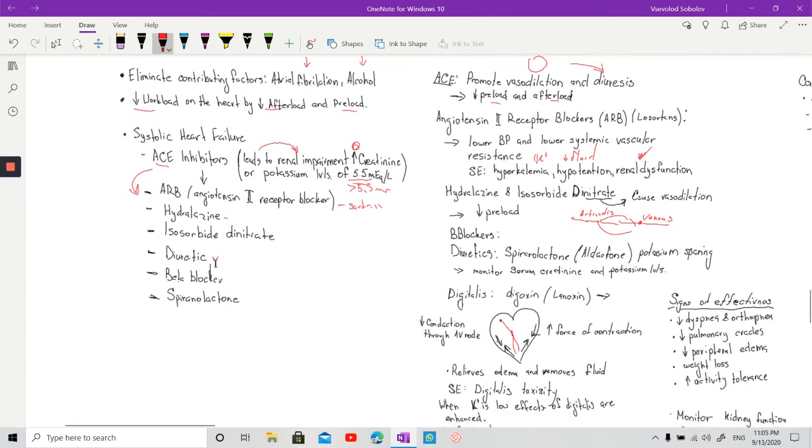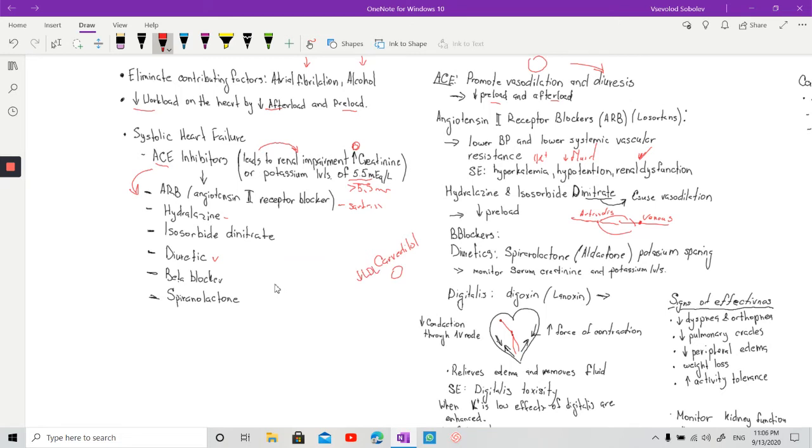Those beta blockers basically block that sympathetic response, slow down the heart rate, and some of them, like carvedilol, will dilate the blood vessels, more like a systemic effect. And it also lowers the low density lipoproteins.